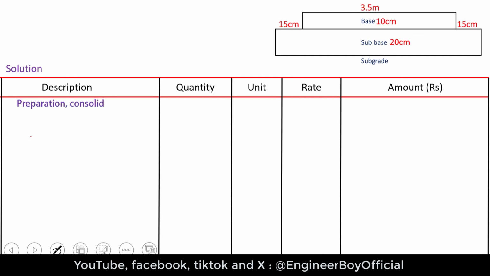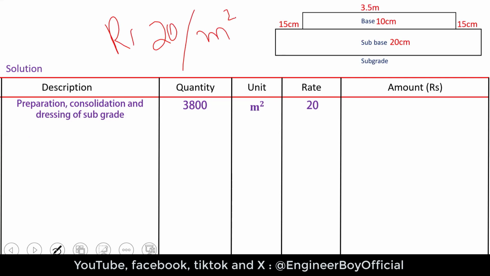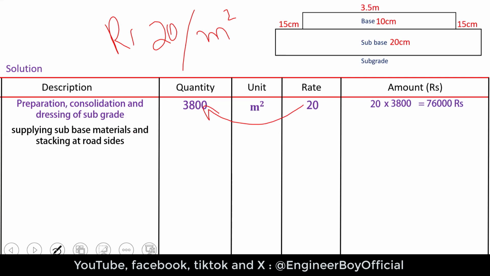The first thing we have is the preparation, the dressing of subgrade. The quantity was 3,800, and the unit is the same, okay? Let's say the rate is 20 rupees per square meter. It means you have to multiply the quantity with the rate to get the total amount, okay? Very simple. It's nothing complicated. I should move ahead quickly because discussing these things is a waste of time. This is just basic, okay?